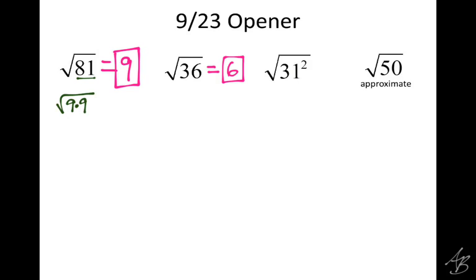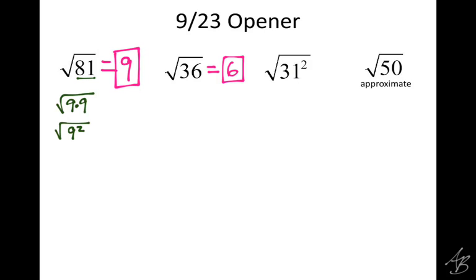Yeah. Okay. Well, this, 9 times 9, what's another way of writing 9 times 9? 9 to the second power, or 9 squared. Okay? So, the square root of 81 is the same thing as the square root of 9 times 9, which is the square root of 9 squared. And the square root of 9 squared, we said, is 9.